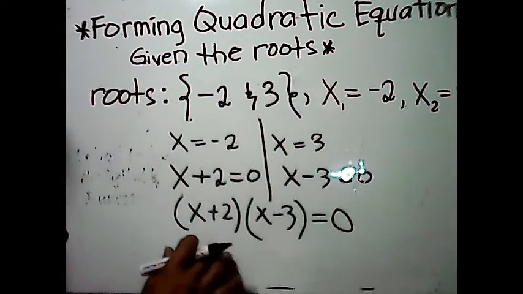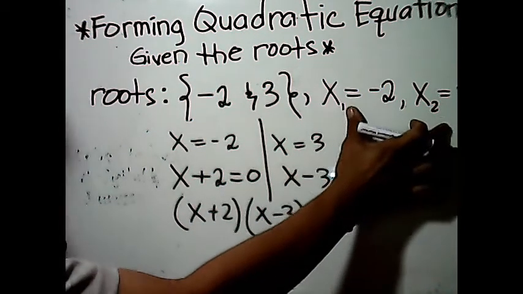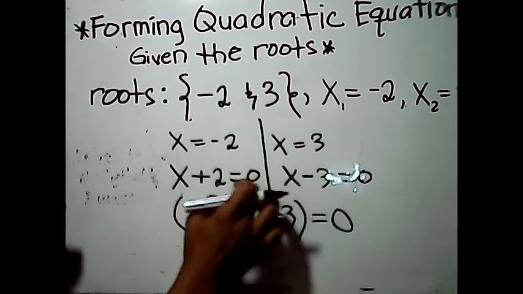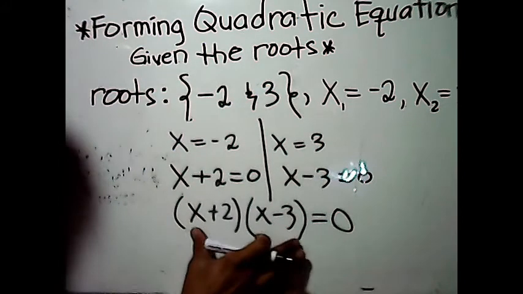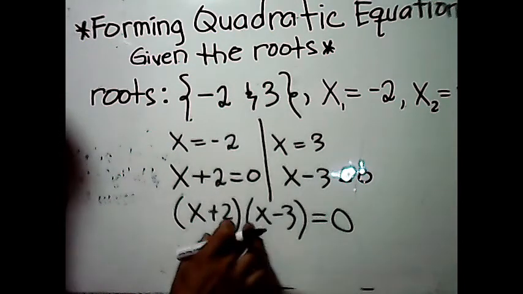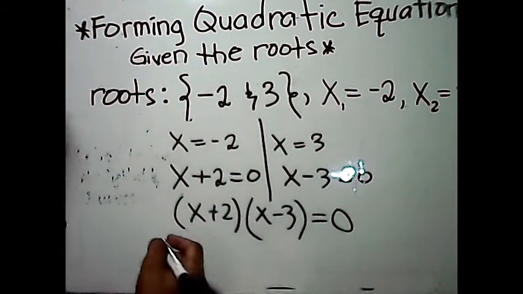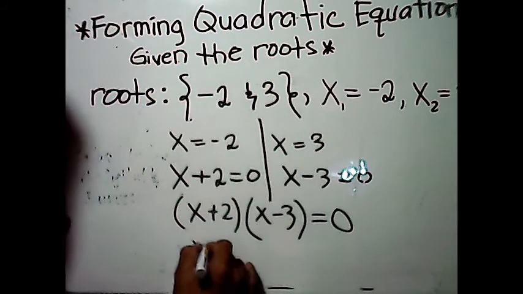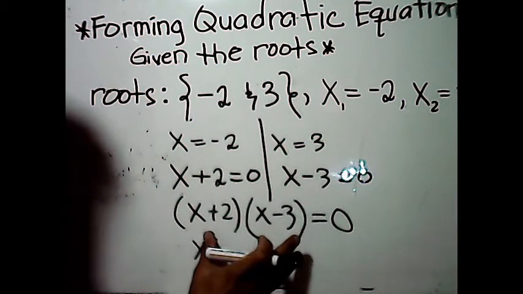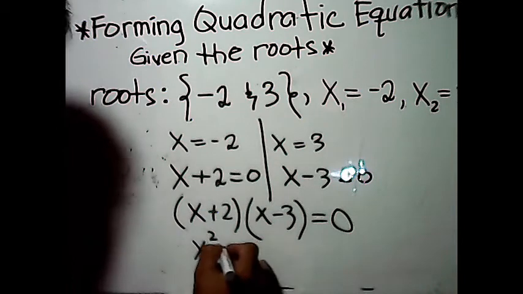Okay? Then we will apply the FOIL method. So from here, we have the given roots, then we equate to 0, and then express as a product of two binomials. So this is the factored form of your quadratic equation. And then we will transform this into standard form. Using the FOIL method, the first term is x squared, and then the outer term and the inner term. So add the product of the outer terms and the product of the inner terms.